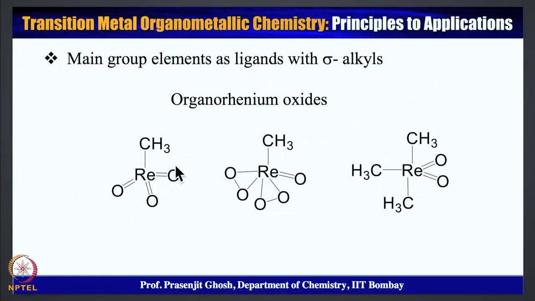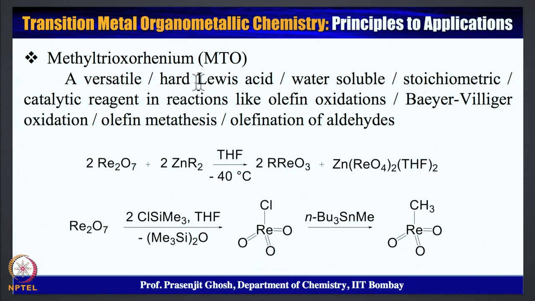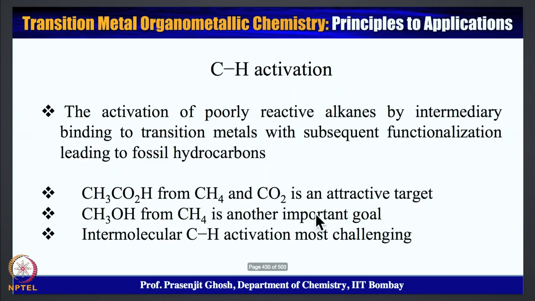And then we looked into main group sigma alkyls, particularly the organorhenium oxides of the type shown over here. These are important, versatile, hard Lewis acid, water soluble, stoichiometric and catalytic reagents, and are used in various useful reactions like olefin oxidation, Baeyer-Villiger oxidation, olefin metathesis, olefination of aldehydes, and so on. Some of the examples we have also discussed.